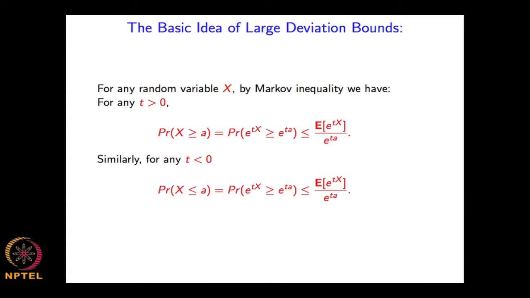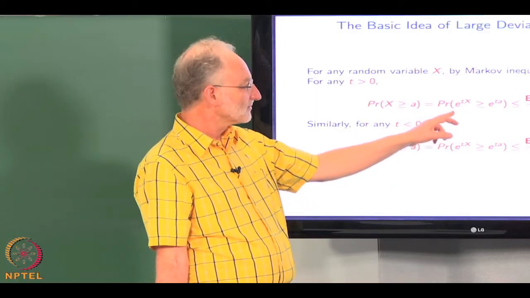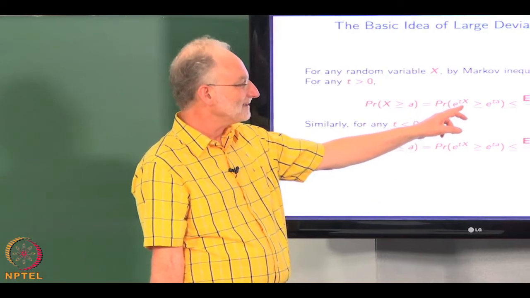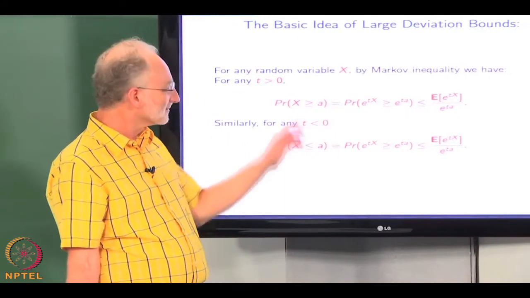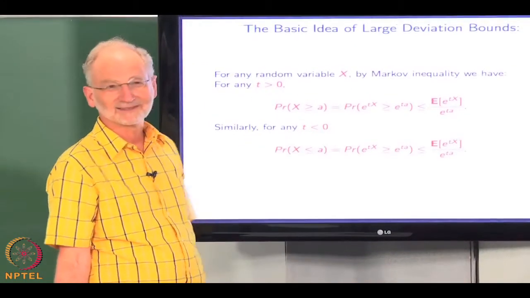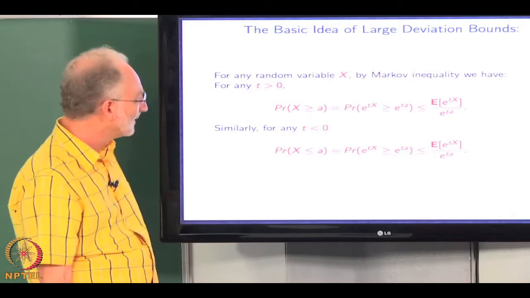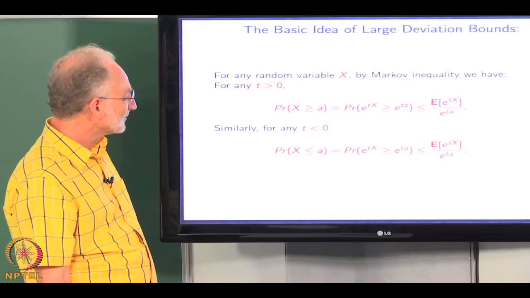I want to know what's the probability that x is greater or equal to A. Well, if I pick t that is greater than 0, then the probability that x is greater or equal to A is the same as the probability that e to the tx is greater than e to the ta, as long as I took t that is greater than 0. Now, we got something very interesting.